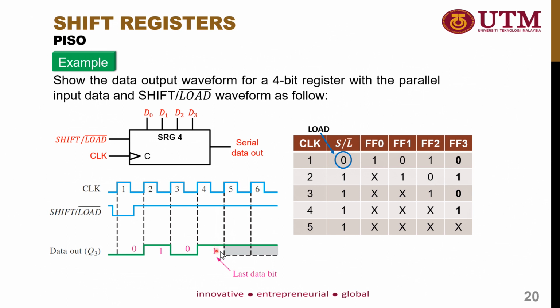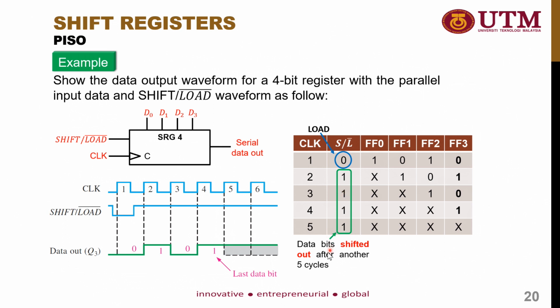Okay, so at the first clock cycle, when it is in load mode, what you can observe is the MSB data at the serial data out. The serial data out is actually equal to the output that comes from flip-flop 3. So you can observe the value of 0, which is equal to the MSB of the data that you want to shift. Okay, so at the next clock cycle, you see here it is equal to 1. So the input of shift load bar is equal to 1, which means that the data shifting mode is conducted.